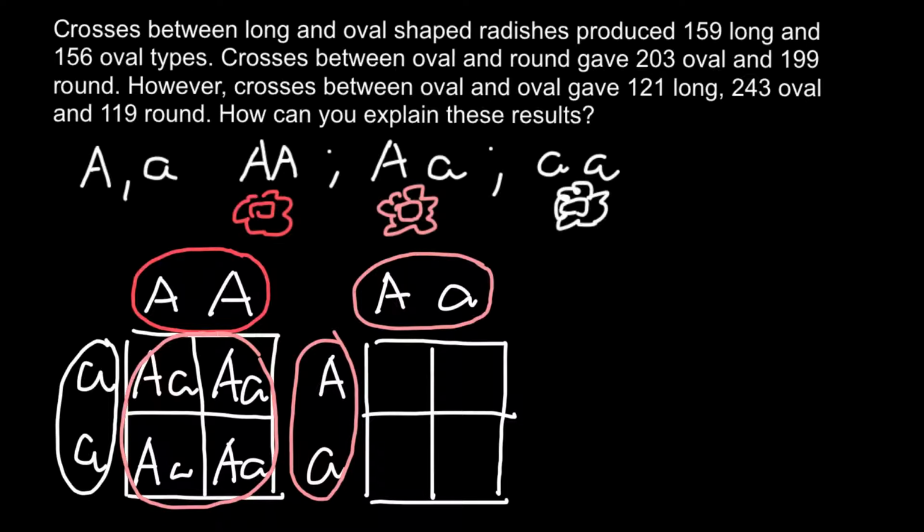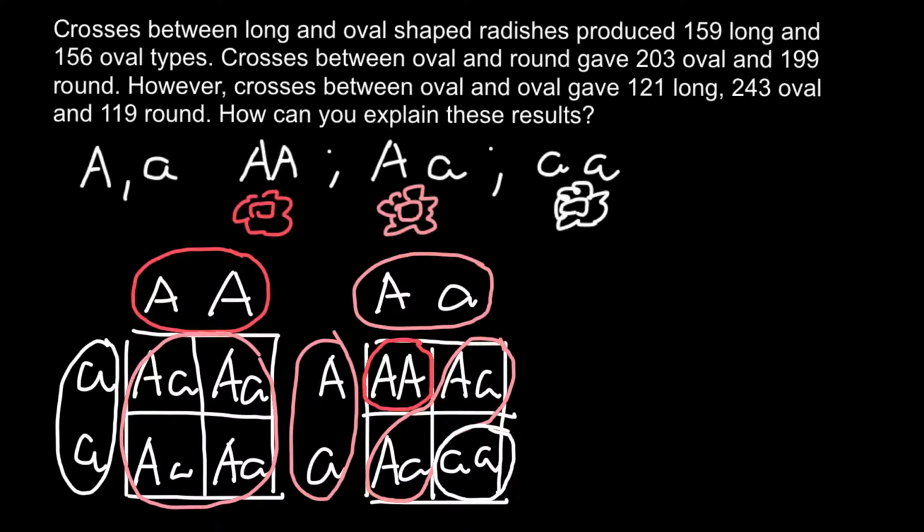So here we would have capital A, capital A, capital A, small a here, capital A, small a here, and small a, small a here. This is going to be red, phenotypically red. 2 out of 4 would be phenotypically pink, and 1 out of 4 would be phenotypically white. So as you see, when we cross or self-pollinate pink with pink, the ratio would be 1 to 2 to 1.